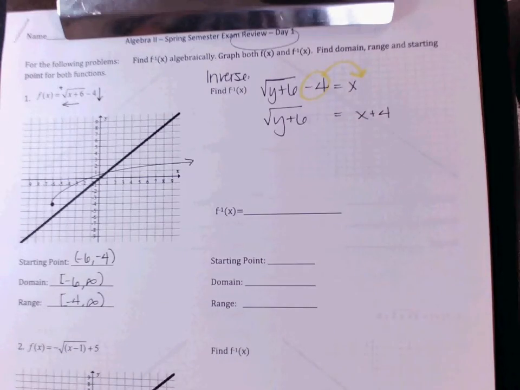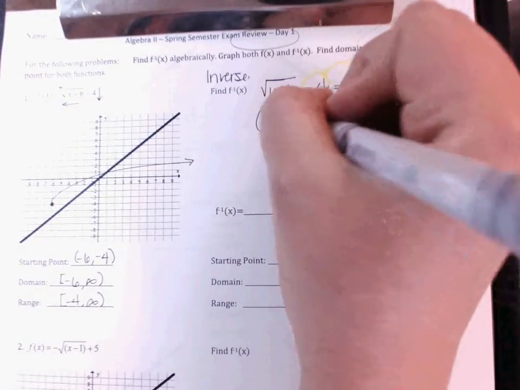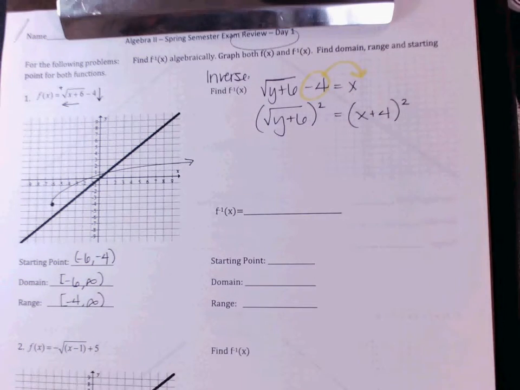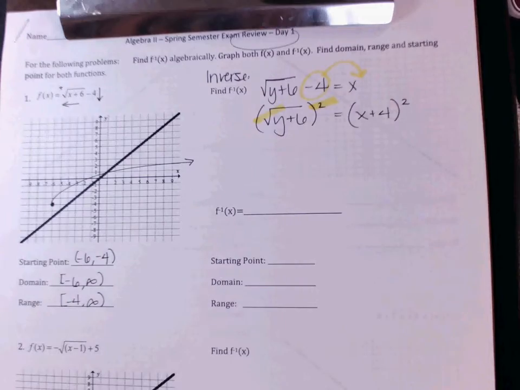Then square both sides because it's a square root. Remember that when you square the x plus 4, you have to group it in parentheses to show they're squared together. Then square and square root cross out. Y plus 6 carries down.